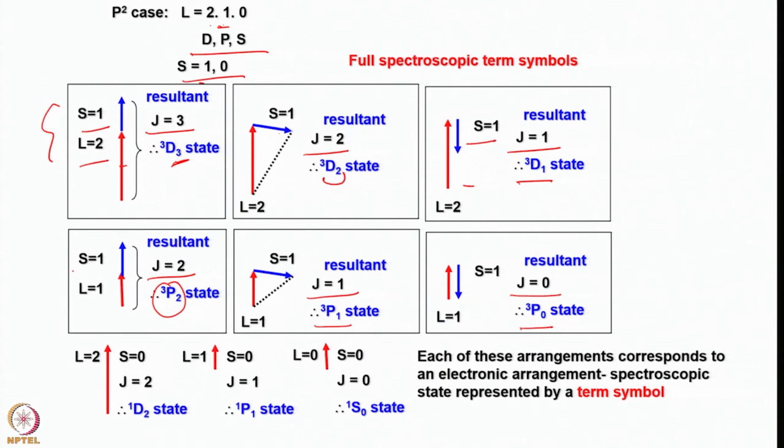Similarly, now we can consider L equals 2 and S equals 0. This is the last one: for L equals 2 and S equals 0, J equals 2; for L equals 1 and S equals 0, J equals 1; and for L equals 0 and S equals 0, J equals 0. So what we get here is the 1D2 state, the 1P1 state and then the 1S0 state. So this is how you can also show it diagrammatically by considering these as vectors, and then you can arrive at the different ground state term symbols along with J values. You can clearly see how we are getting the J values here. So each of these arrangements corresponds to an electronic arrangement, a spectroscopic state represented by a term symbol. This is a typical term symbol.